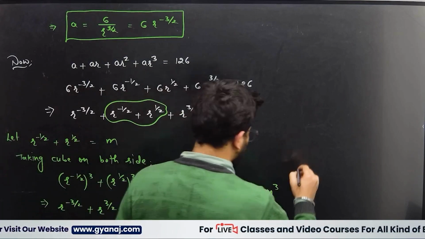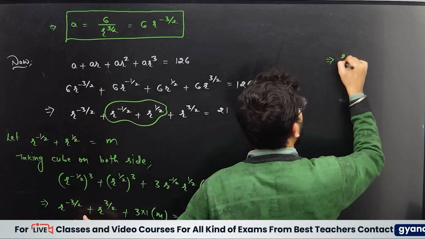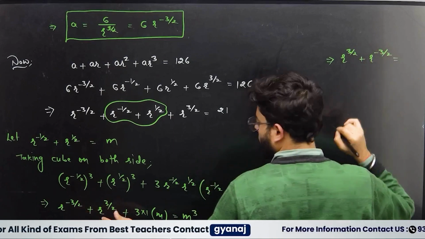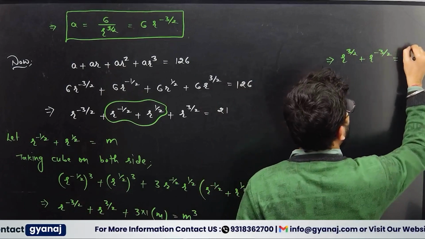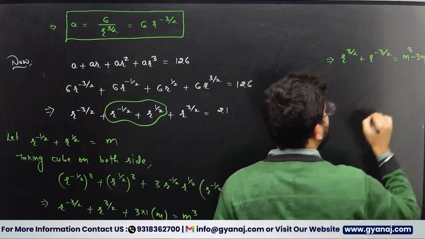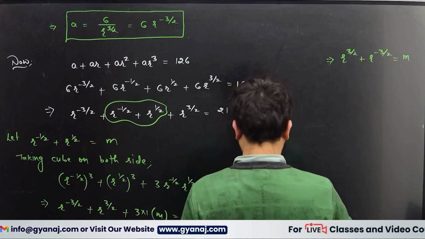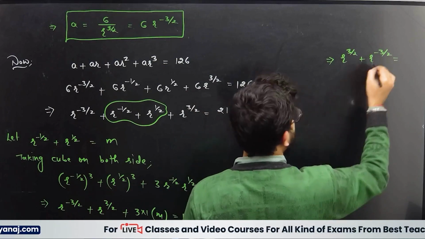From here, R power 3 by 2 plus R power minus 3 by 2 is equal to M cube. When you shift on that side, you will get minus 3M. So it is M cube minus 3M.